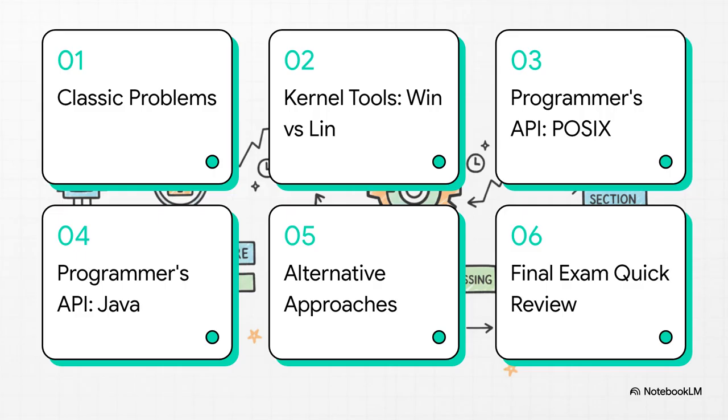We'll kick things off with those classic sync problems. They're the foundation. Then we'll look at how the big players, Windows and Linux, handle this stuff in the kernel. From there, we'll jump into the code you'll actually write, looking at the POSIX and Java APIs. We'll even touch on some newer alternative approaches before we wrap it all up with a quick hitter review for the exam. Sound good? Let's go.